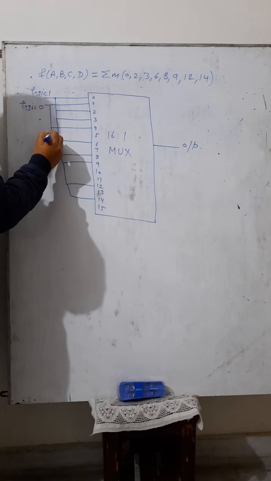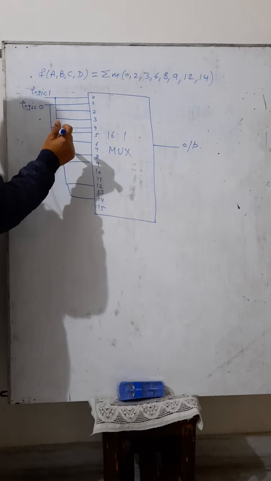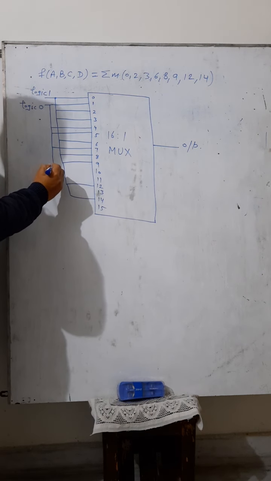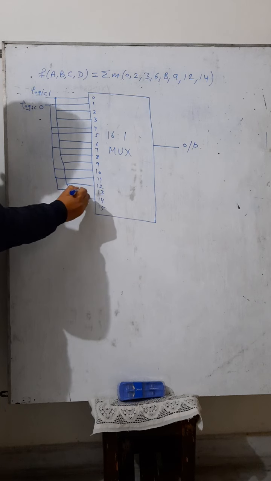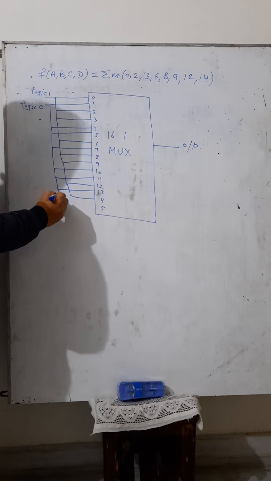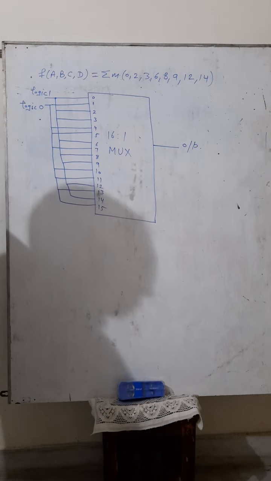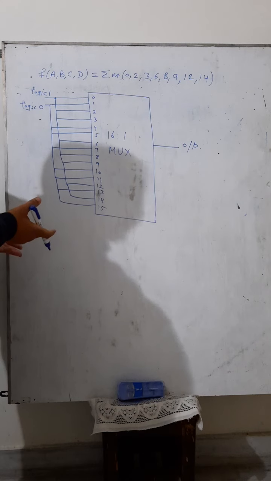This connects to 5, and 7, and 10, then 11, then 13, then to 15. Okay, this is a very simple implementation by using a 16 is to 1 mux.